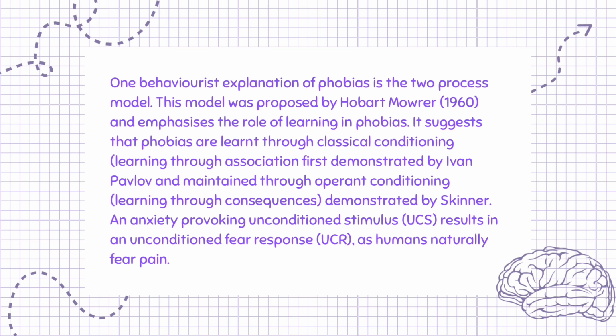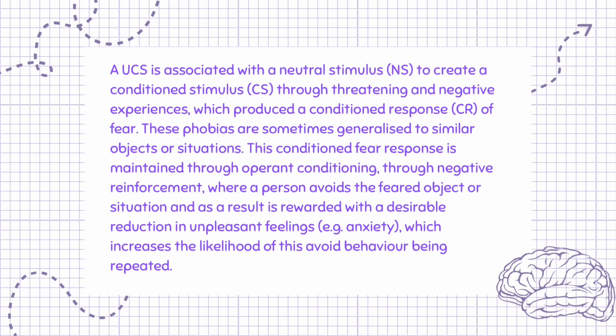It suggests that phobias are learnt through classical conditioning, learning through association first demonstrated by Ivan Pavlov, and maintained through operant conditioning, learning through consequences, demonstrated by Skinner. An anxiety-provoking unconditioned stimulus, UCS, results in an unconditioned fear response, UCR, as humans naturally fear pain. A UCS is associated with a neutral stimulus, NS, to create a conditioned stimulus, CS, through threatening and negative experiences, which produced a conditioned response, CR, of fear.